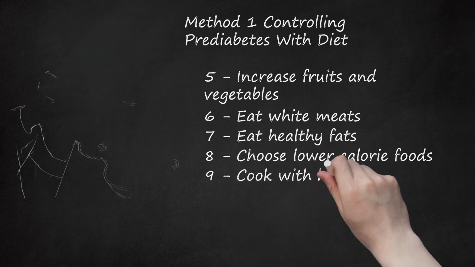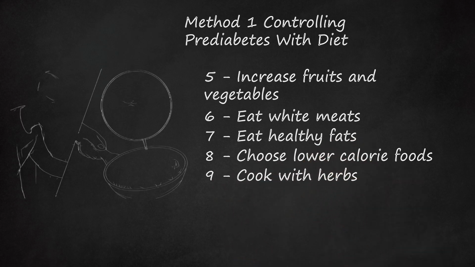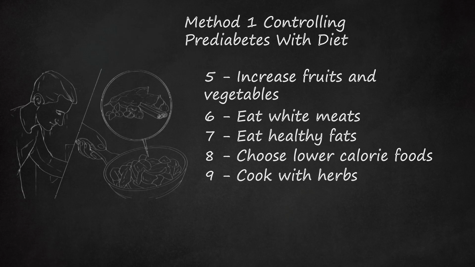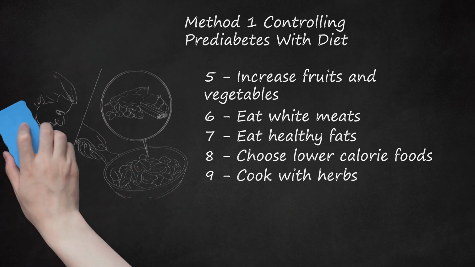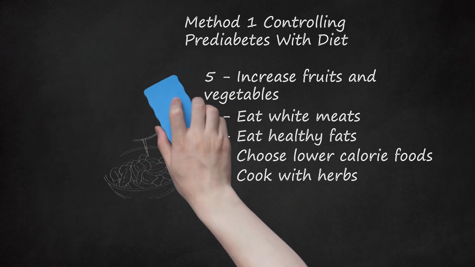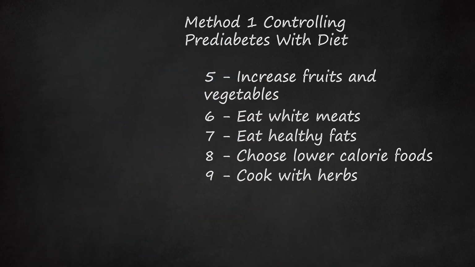9. Cook with herbs. There are a large number of herbs that may help control blood sugar levels, though more research is necessary. Add these herbs to taste whenever you want. These herbs may help you get over some of those sugar cravings as well. Good herbs are cinnamon, fenugreek, ginger, garlic and onions, basil, bitter melon.